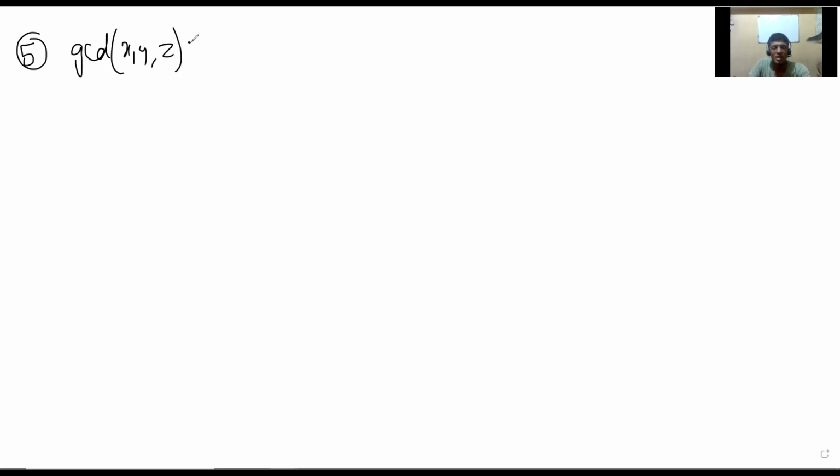Okay, so this question is: GCD of x, y, z is 1. So there are 3 numbers whose GCD is 1. This is also a very interesting question. 3 numbers with GCD 1.